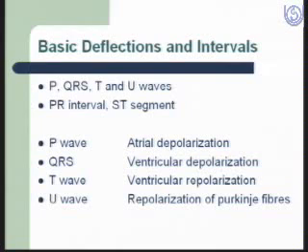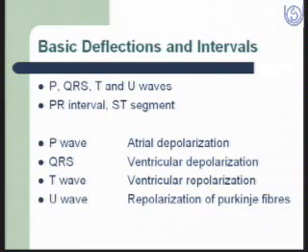So now an ECG has certain basic deflections and intervals. The basic deflections include the P wave, the QRS complex, the T wave and the U waves, and the intervals are the PR interval and the ST segment.